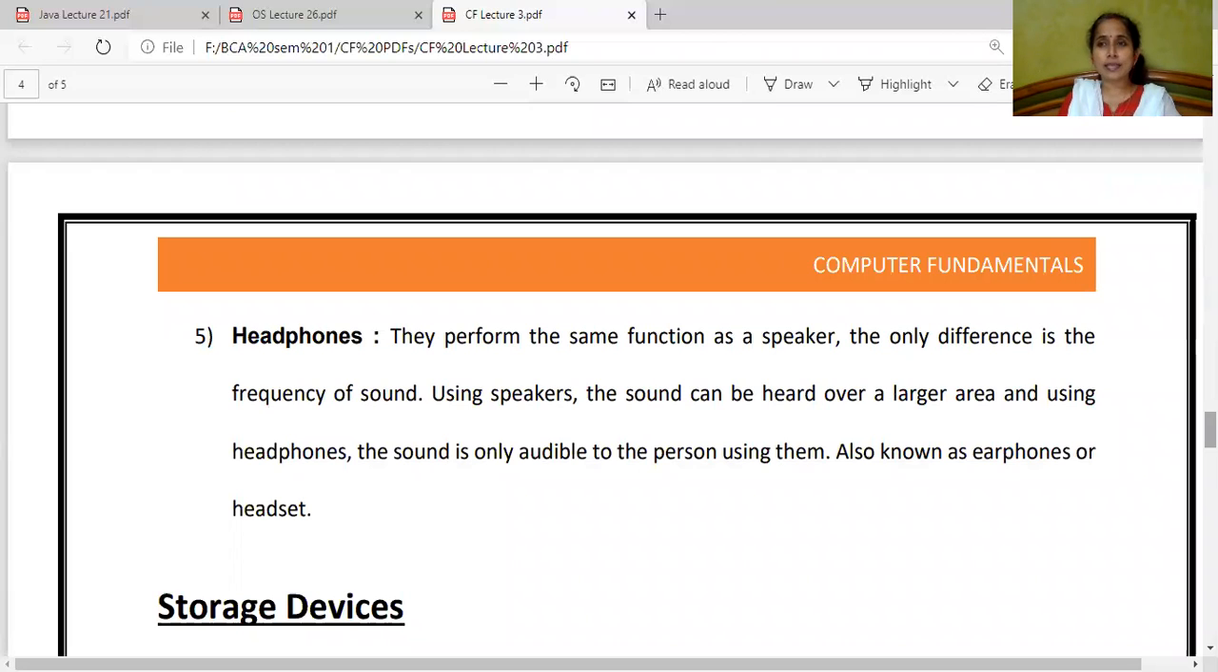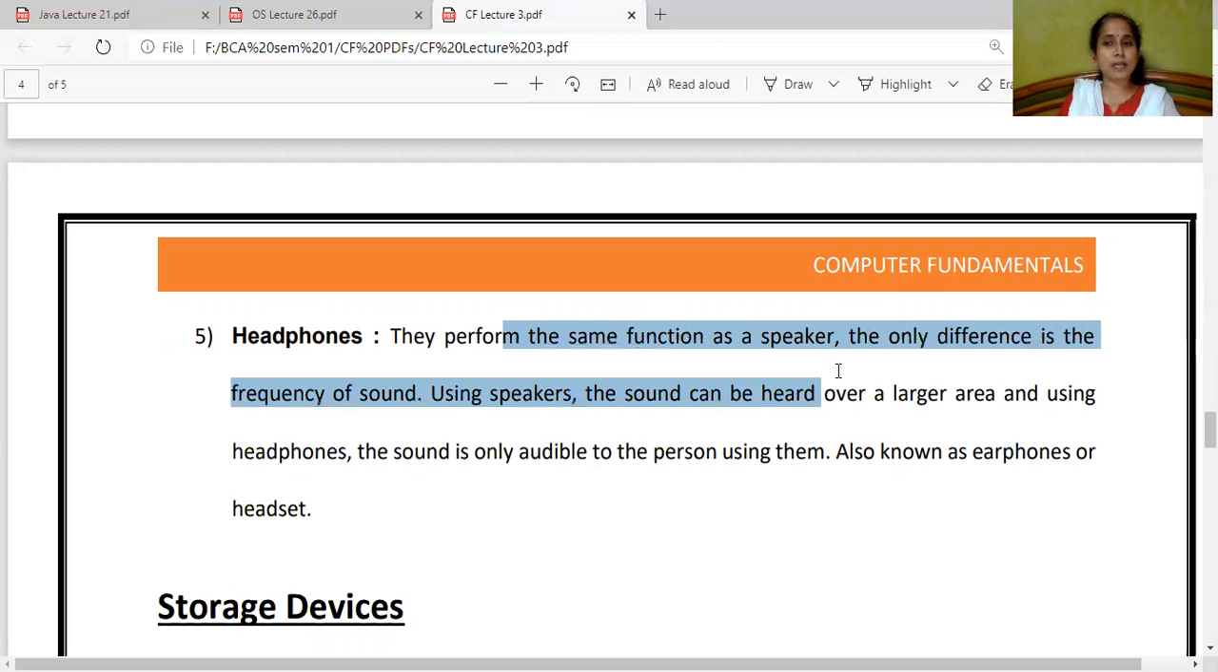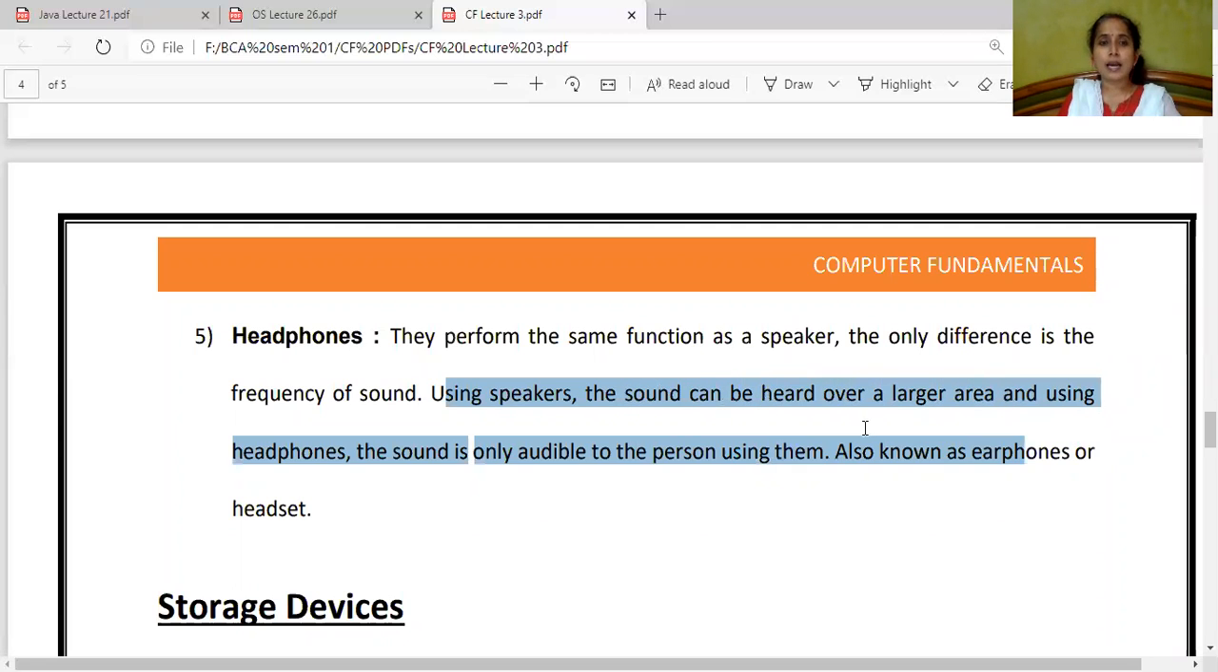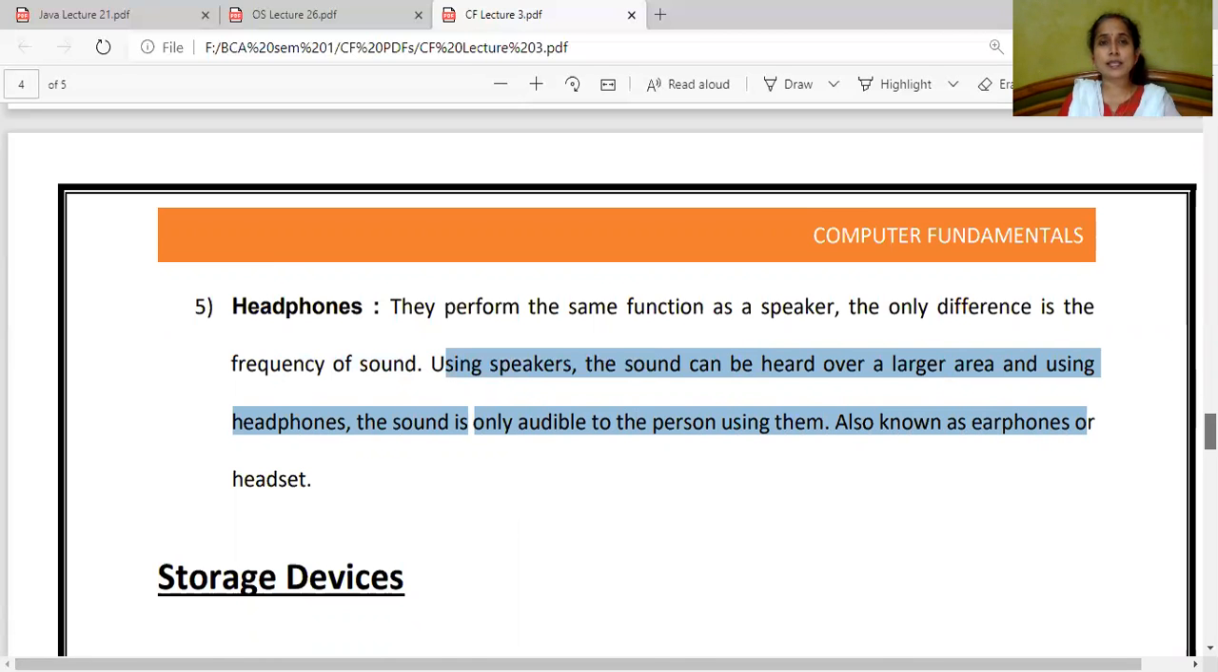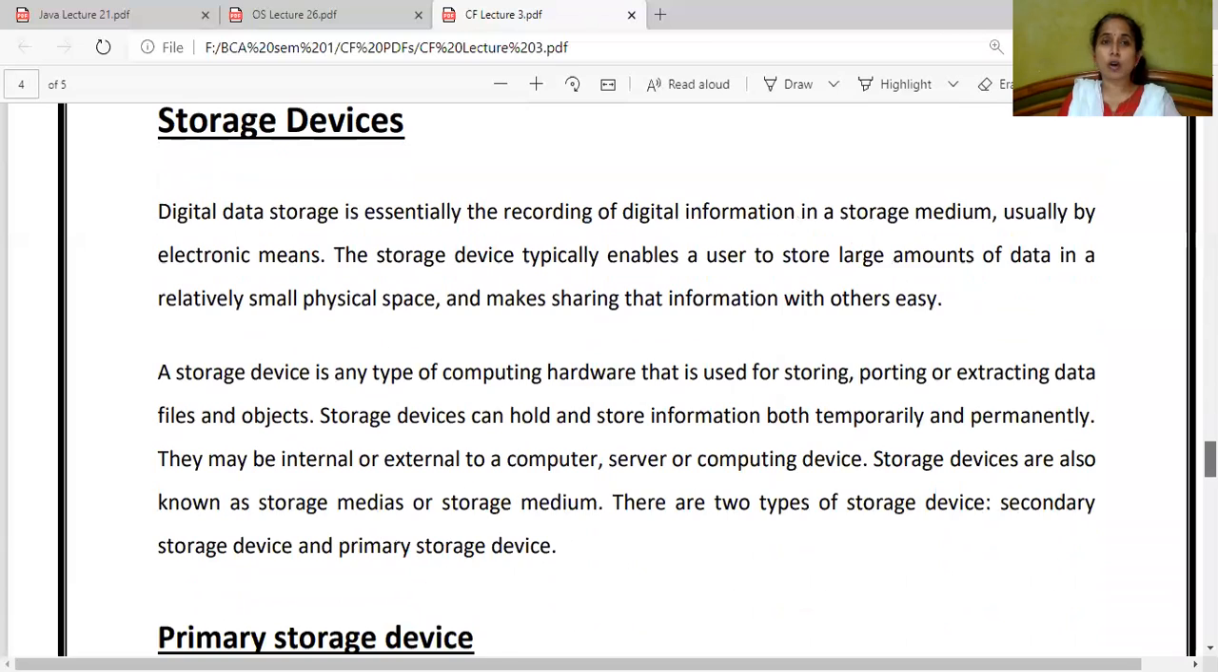And last but not least, the headphones that I'm using, that is also an output device. They perform the same function as speaker, only difference is frequency of sound. Using speakers, sound can be heard over the larger area, and using the headphones, the sound is only audible to the person using them, also known as earphones or headset that we are using. So, students, these were the few types of commonly used output devices.